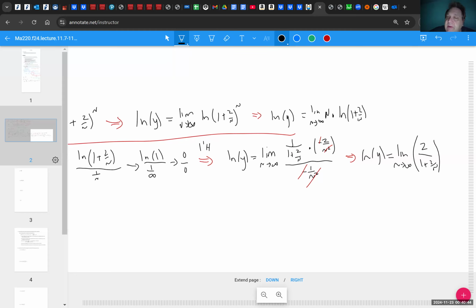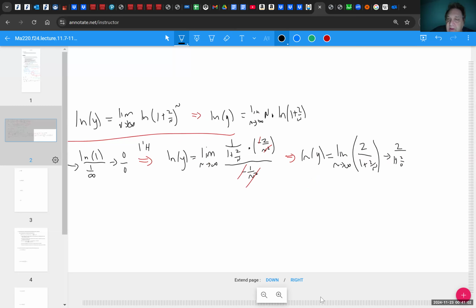So what does this become? This becomes 2 on the top and 1 plus 2 over infinity on the bottom. Is that true? That looks like it's true. So ln of y equals the limit as n goes to infinity. It becomes 2 over 1 plus 0, which is 2.